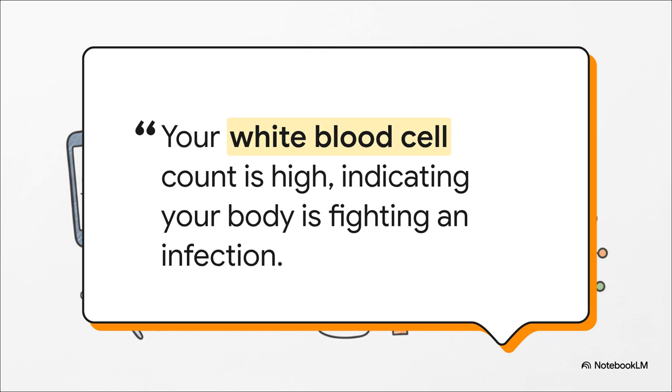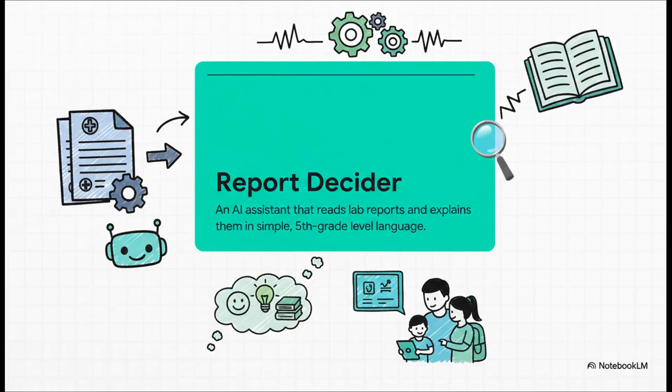Your white blood cell count is high, which indicates your body is fighting a viral infection. Dr. Sharma has been notified. In one simple sentence, you get clarity, you get context, and you get reassurance. It's incredible. This feature has a name, the Report Decider. It's basically an AI assistant whose whole job is to read those complex medical reports and translate them into simple language that pretty much anyone can understand, like at a 5th grade reading level.